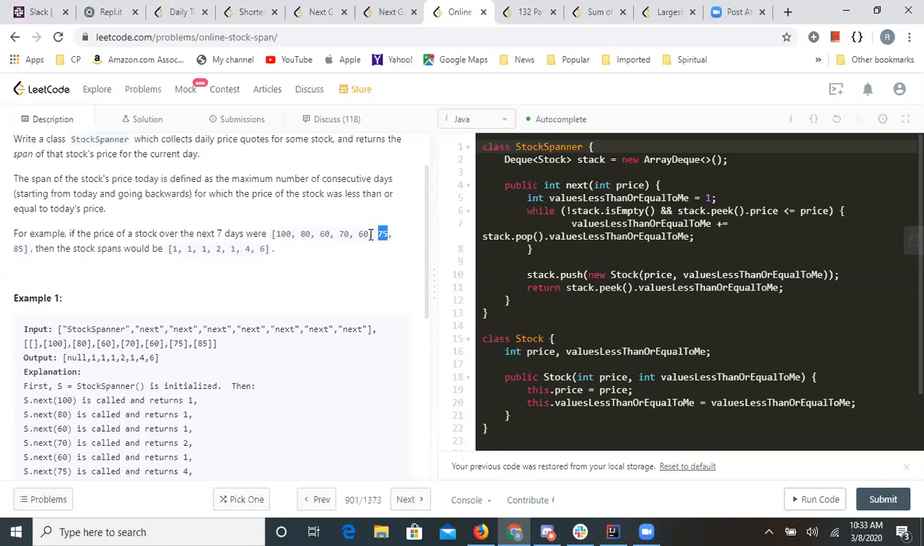For 75, 60 is okay, 70 is okay, 60 is okay, 80 is not okay. So up to this one. So this will become 4, because you include 75 also, and these three guys, so that's why it's 4. For 85, the same thing, you can go from here all the way up to 80, so it's 6 values.